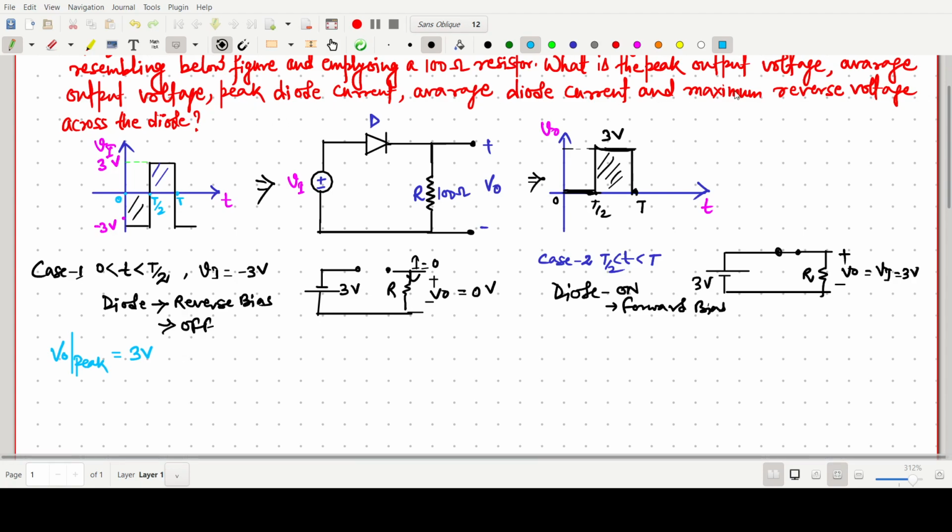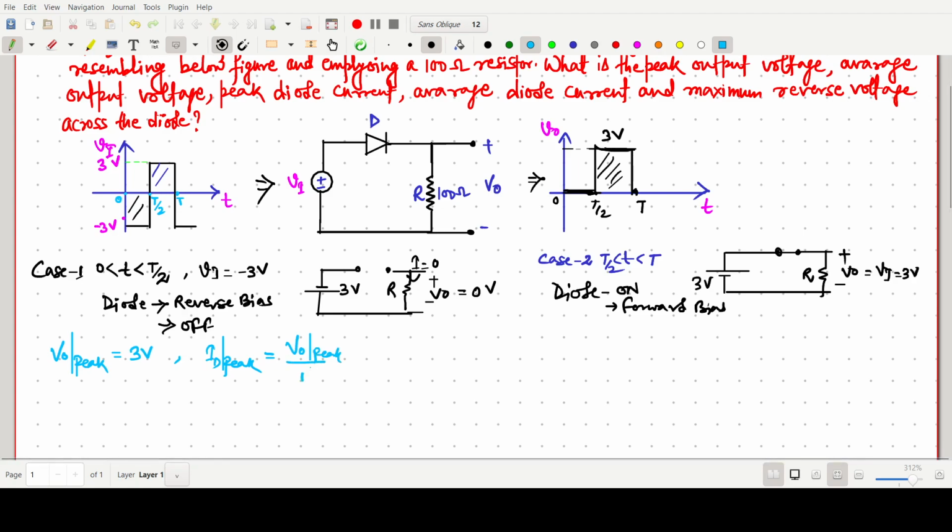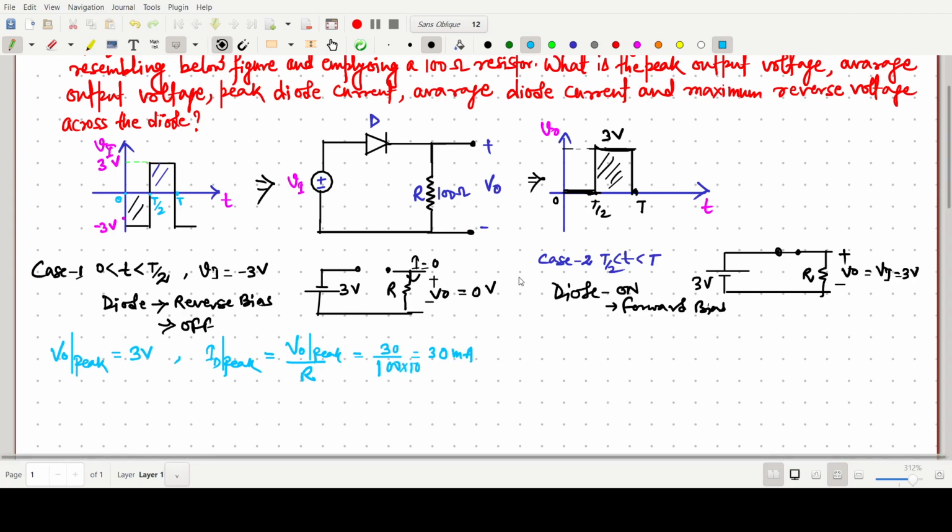Then we have to find the average output voltage and peak diode current. So first we found the peak output voltage. Then the peak diode current, I D peak, equals V naught peak by R. So simply it is 3 by 100, which is 30 milliampere. We can multiply with 10 up and 10 down, so I D peak will be 30 milliampere.